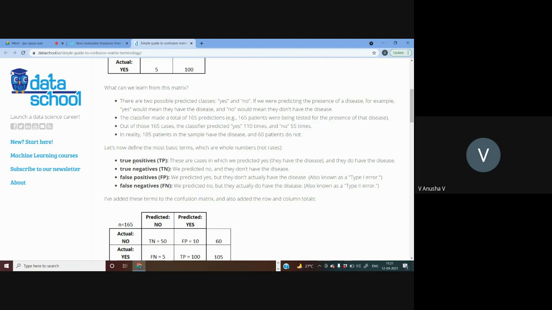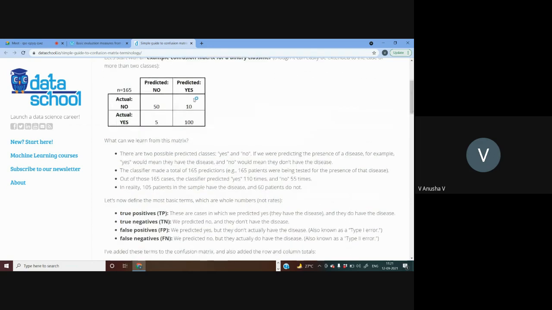Okay. The true positive outcome is when we predicted yes and the actual result is also yes. Then I can say that is my true positive. So here they're considering the example: there are cases in which we predicted that they have the disease and actually they do have the disease. That is true positive. And true negative is that we predicted that they don't have the disease and it is true, that is, really they don't have the disease. That is considered as true negative.